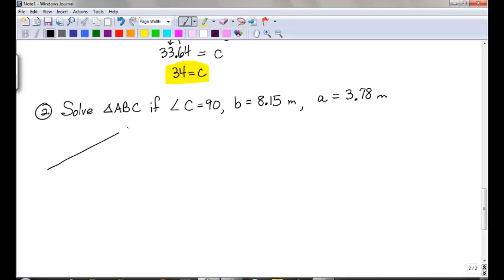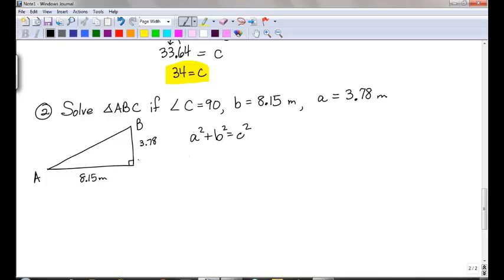Okay, draw a picture. I'm going to label my A down here, B. Okay, they gave us side B. Remember, side B is opposite angle B, so this is 8.15. Side A is opposite angle A, so this is 3.78. How can I solve for the hypotenuse? Yeah, Pythagorean, A squared plus B squared equals C squared.